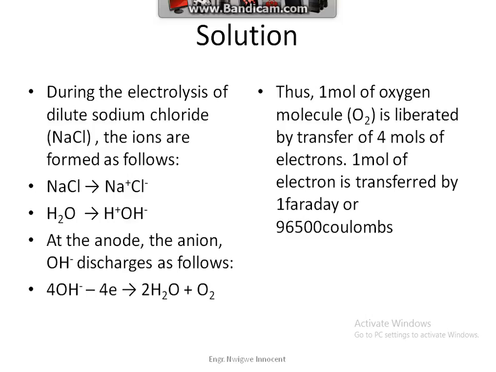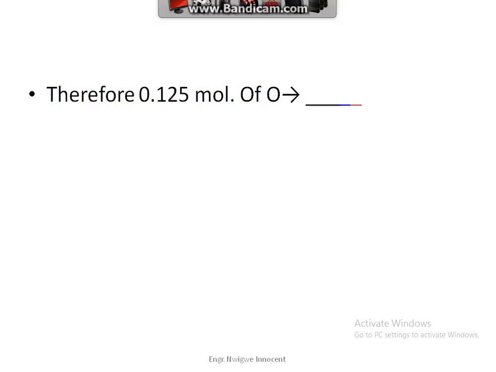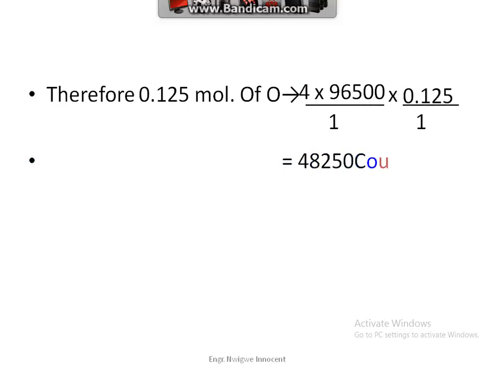1 mole of electron is transferred by 1 farad or 96,500 coulombs. If 1 mole of oxygen will liberate 4 times 96,500 coulombs. Therefore, 0.125 mole of oxygen will give 4 times 96,500 over 1 times 0.125 over 1, which is equal to 48,250 coulombs. Answer is B.